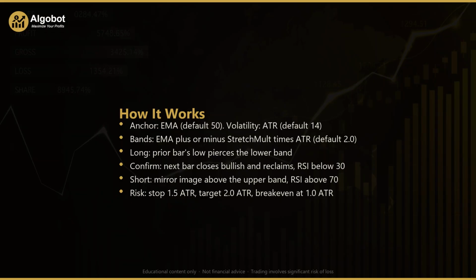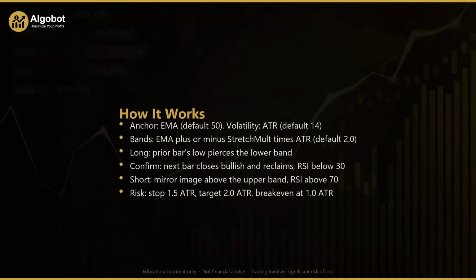From the moving average and the average true range, it builds two bands. The lower band is the moving average minus the stretch multiplier times the average true range, and the upper band is the moving average plus that same amount. With the default settings, that's the average plus or minus 2 average true ranges.